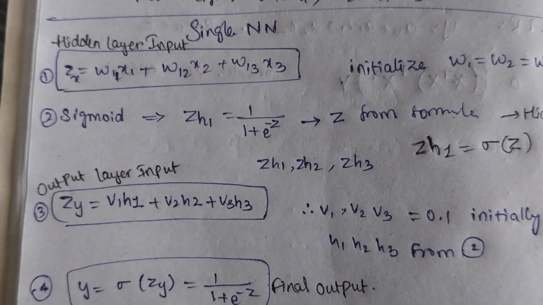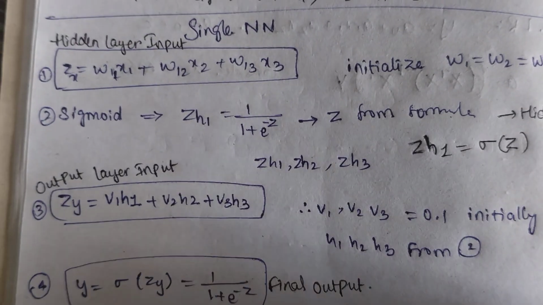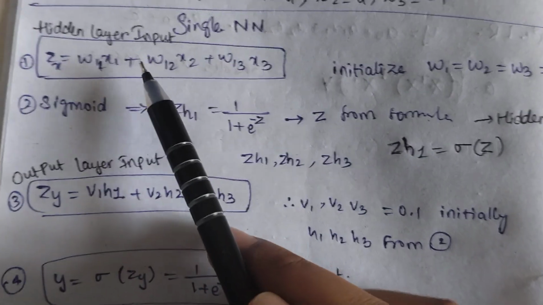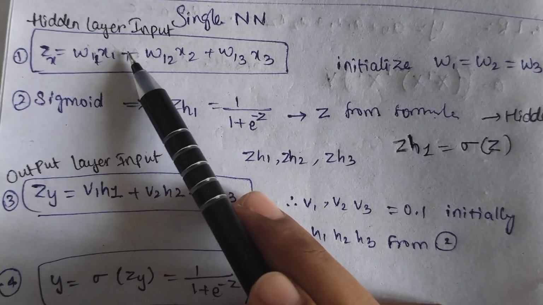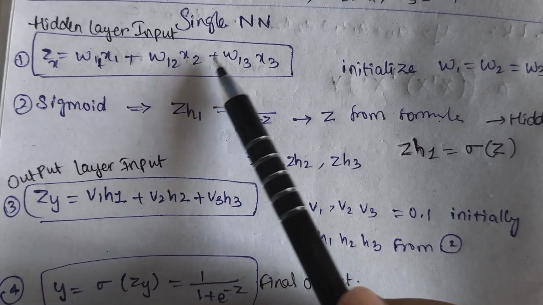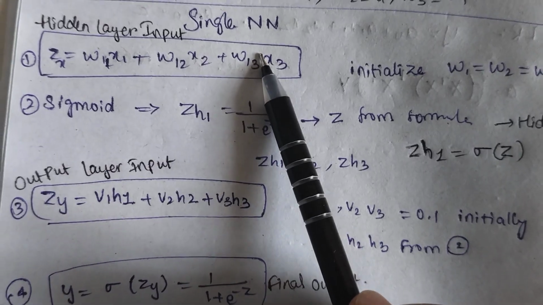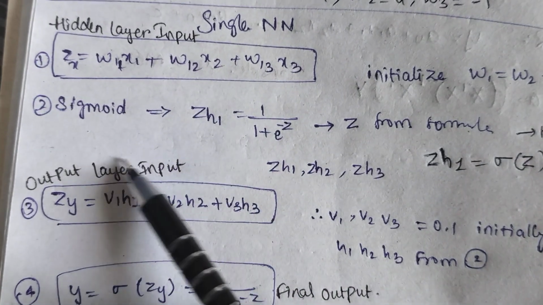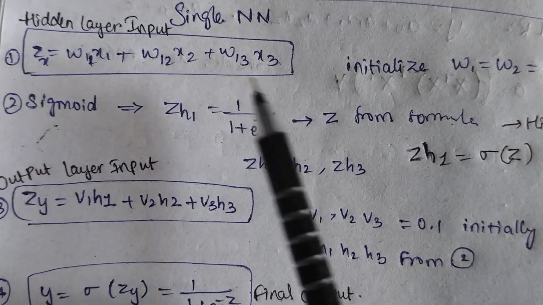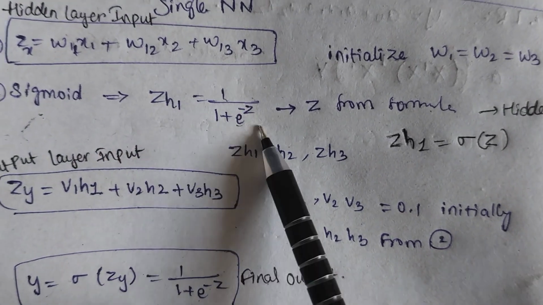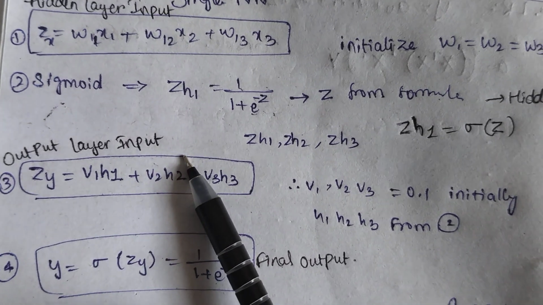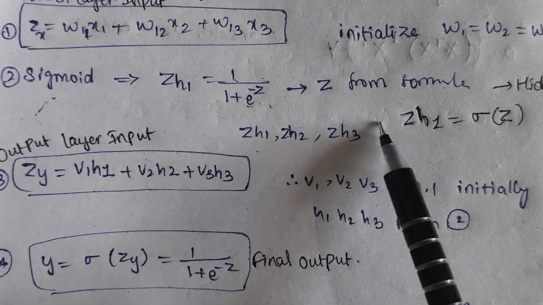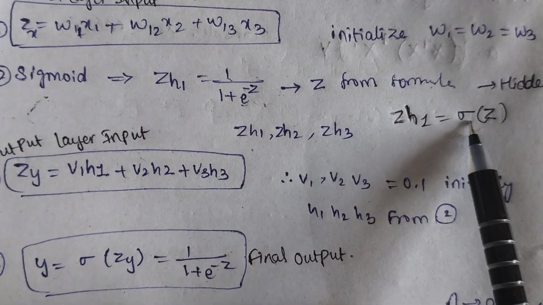Before solving, let's understand the flow of the formula. First, we'll be calculating the hidden layer input, like z equals w x1 plus w x2 plus w x3, like this. Then we will be applying the sigmoid: h equals 1 upon 1 plus e to the power of minus z. Then the output layer input will be calculated from h1, h2, h3.